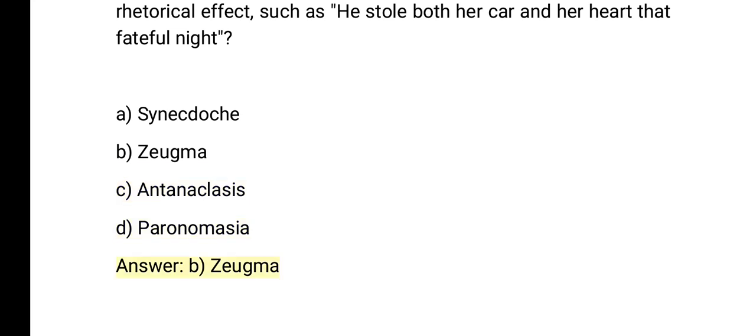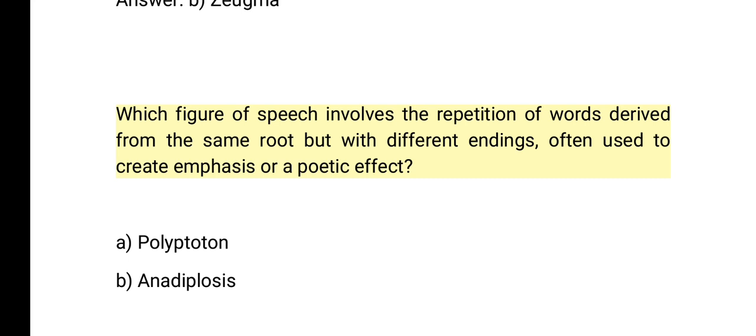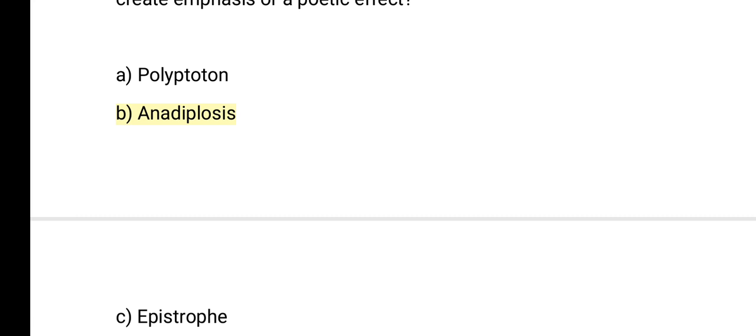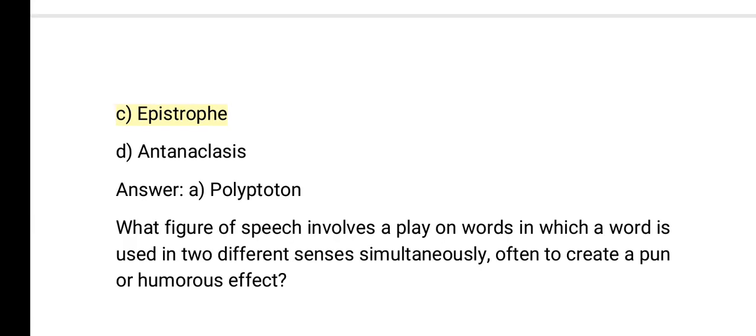Zeugma. Which figure of speech involves the repetition of words derived from the same root but with different endings, often used to create emphasis or a poetic effect? A. Polyptoton. B. Anadiplosis. C. Epistrophe. D. Antanaclasis. Answer: A.